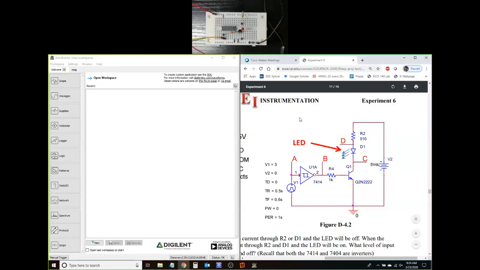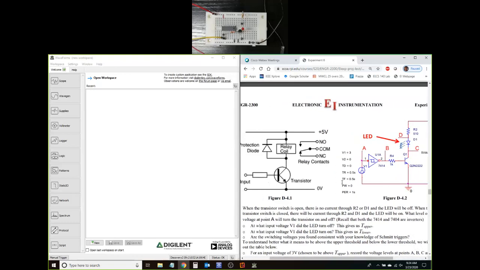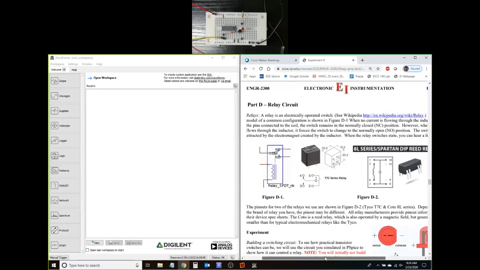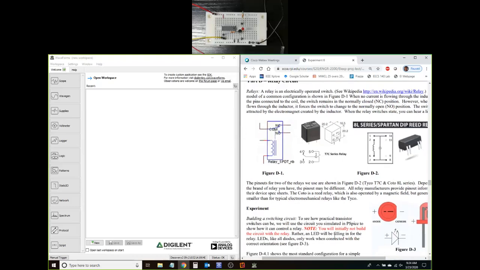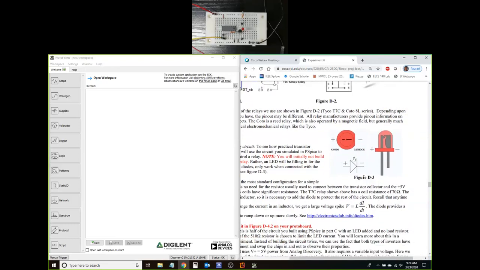All right, so in part D of experiment 6, we work on that switching aspect, and we try to switch an LED on and off. As you can see in the experiment 6 write-up of figure D3, an LED could be any color. In this circuit, I'm using a red colored LED. When we allow current to pass through it, and if we provide enough voltage across that LED, it will either turn on or off.